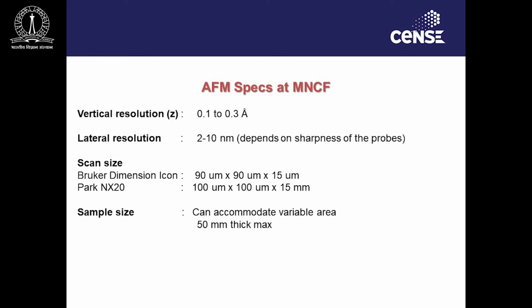And sample size, coming to sample size, what we can accommodate is a variable area. You can have a very small sample, 1 mm by 1 mm sample also, but again, coming back to the previous slide where I was telling, the sample needs to be sturdy. It should not move. So if you can do that, we can have variable areas. And 50 millimeter thick is the maximum thickness, that's the sample thickness that you can accommodate in these two machines.